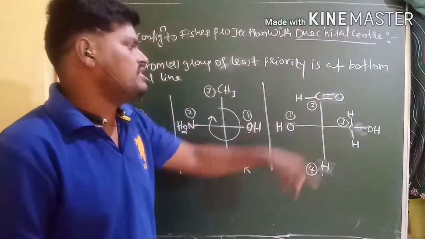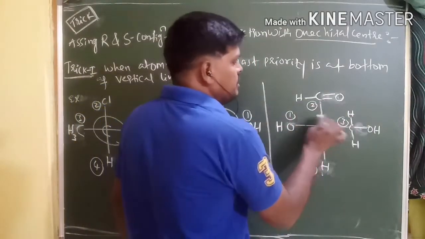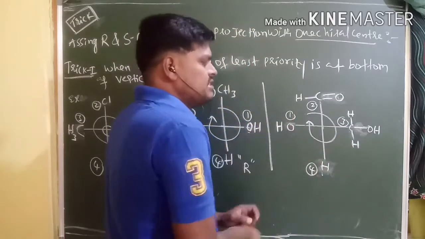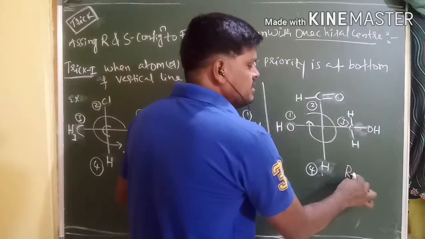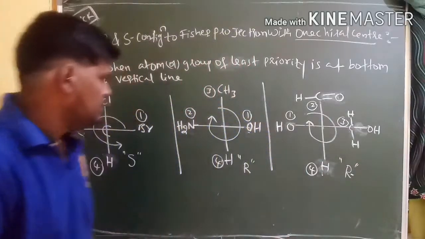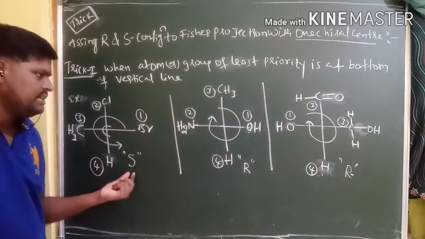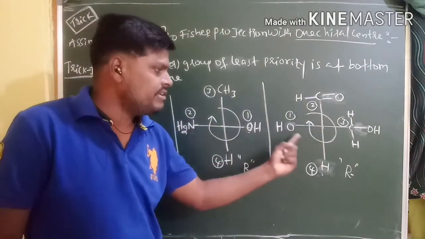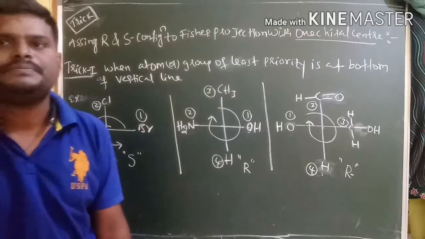So what is our direction in this case? 1, 2, 3. So this is the direction for this molecule. Is it a clockwise direction or anti-clockwise direction, sir? Clockwise direction. That's why this is R configuration. Right? So anti-clockwise direction, S configuration. Clockwise direction, R configuration. Again clockwise direction and R configuration.